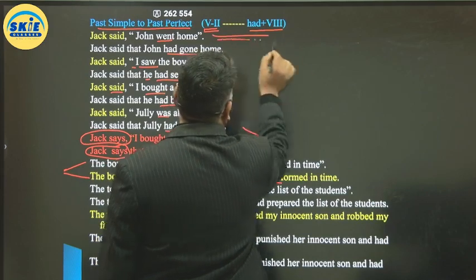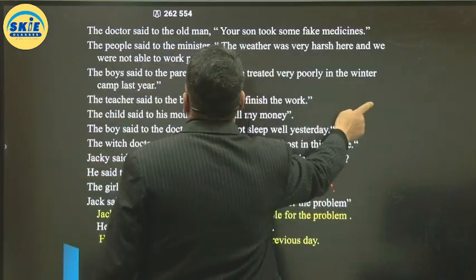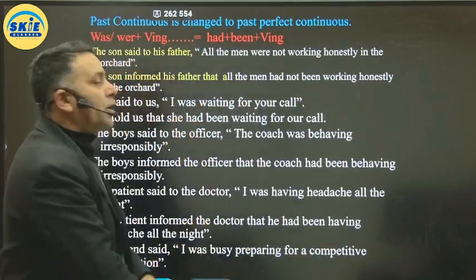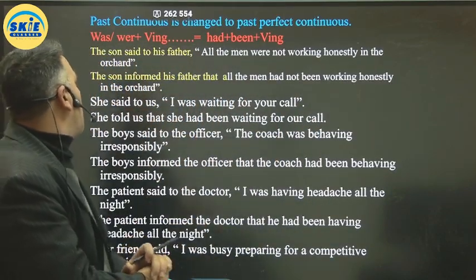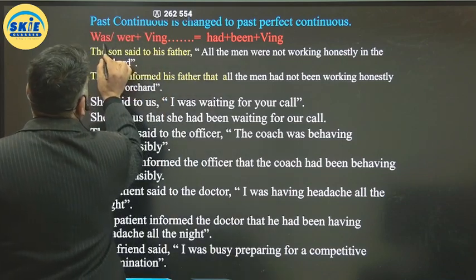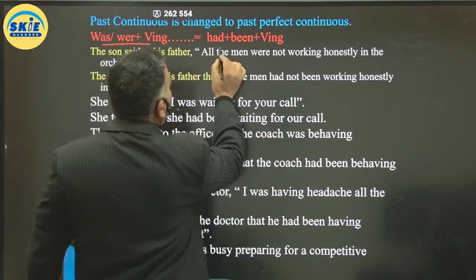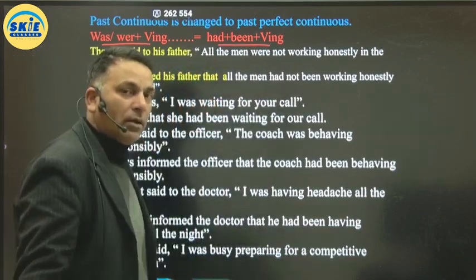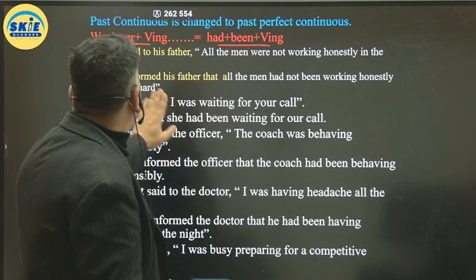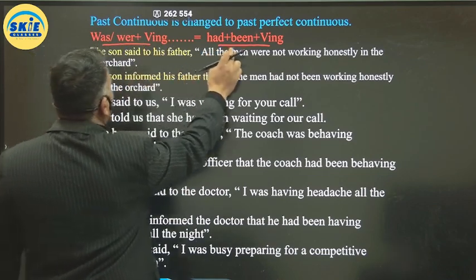As I said, past simple is changed to past perfect. Now past continuous. Past continuous is changed to past perfect continuous, which means was, were, and ing is changed to had been and ing. Right? Was, were, and ing is changed to had been and ing.